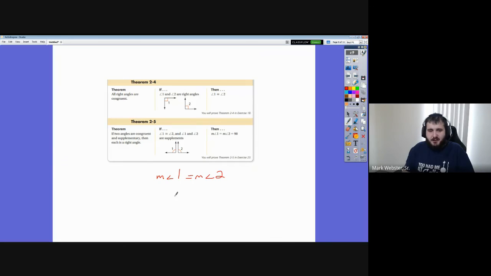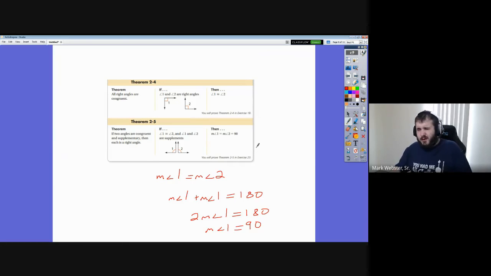So what you're going to be able to basically do, I'm not going to do this whole proof out, but I will tell you that since you know that they're supplementary, they add up to 180, and you're going to use a little bit of algebra, substitute, get something like this, and then you can show that the measure of angle 1 is 90 by dividing by 2. And if the measure of angle 1 is 90, then the measure of angle 2 is 90. So they must both be right angles. I will leave the actual formal proof of this up to you if you want to try it out.